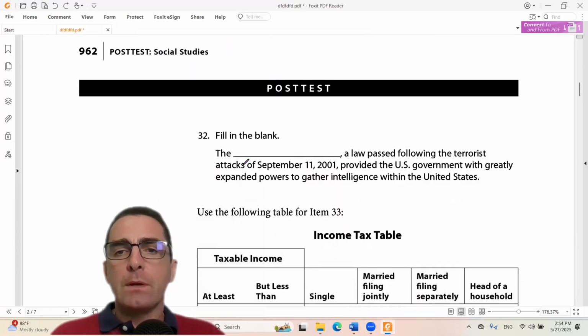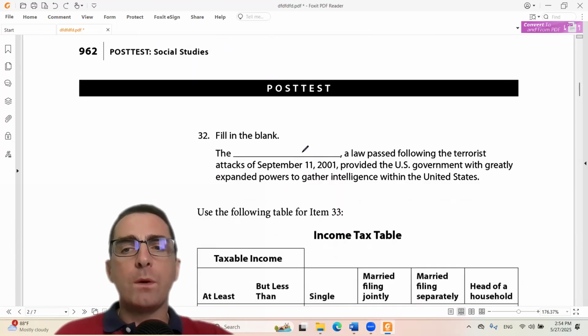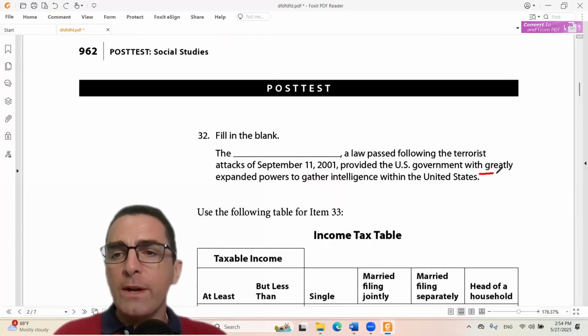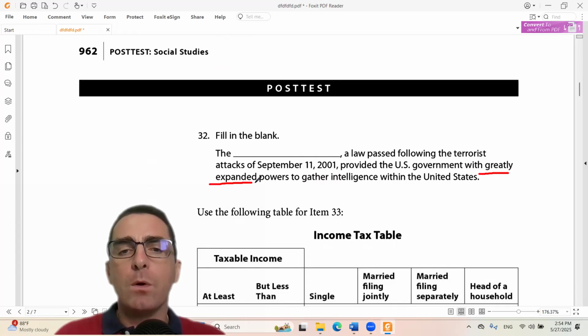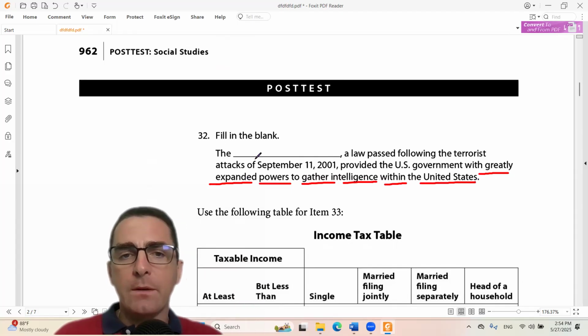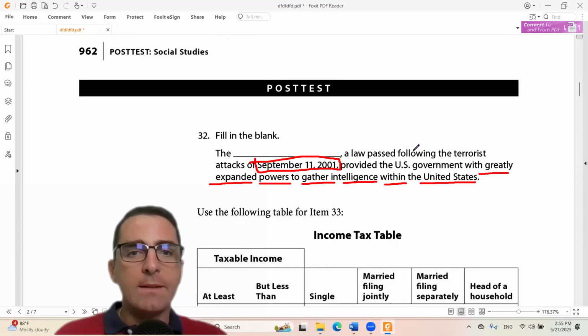It says that a law passed following the terrorist attacks of September the 11th, 2001, provided the US government with greatly expanded powers to gather intelligence within the US. Okay, so the key here is September the 11th. We all know what happened then, okay, with the terrorist attacks. I'll never forget that day and where I was. It was crazy. But the answer here, you have to know it. It's the Patriot Act.